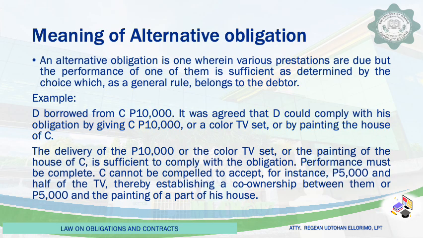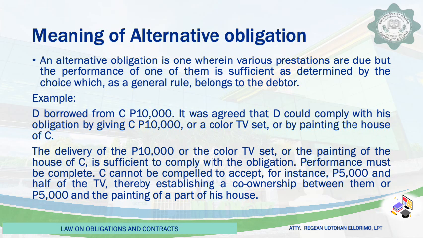Now, the delivery of the 10,000 or the colored TV set or the painting of the house of C is sufficient to comply with the obligation. Performance must be complete. So C cannot be compelled to accept, for instance, 5,000 and half of the TV, thereby establishing a co-ownership between them, or 5,000 and the painting of a part of his house. So, dili na siya pwede ha.